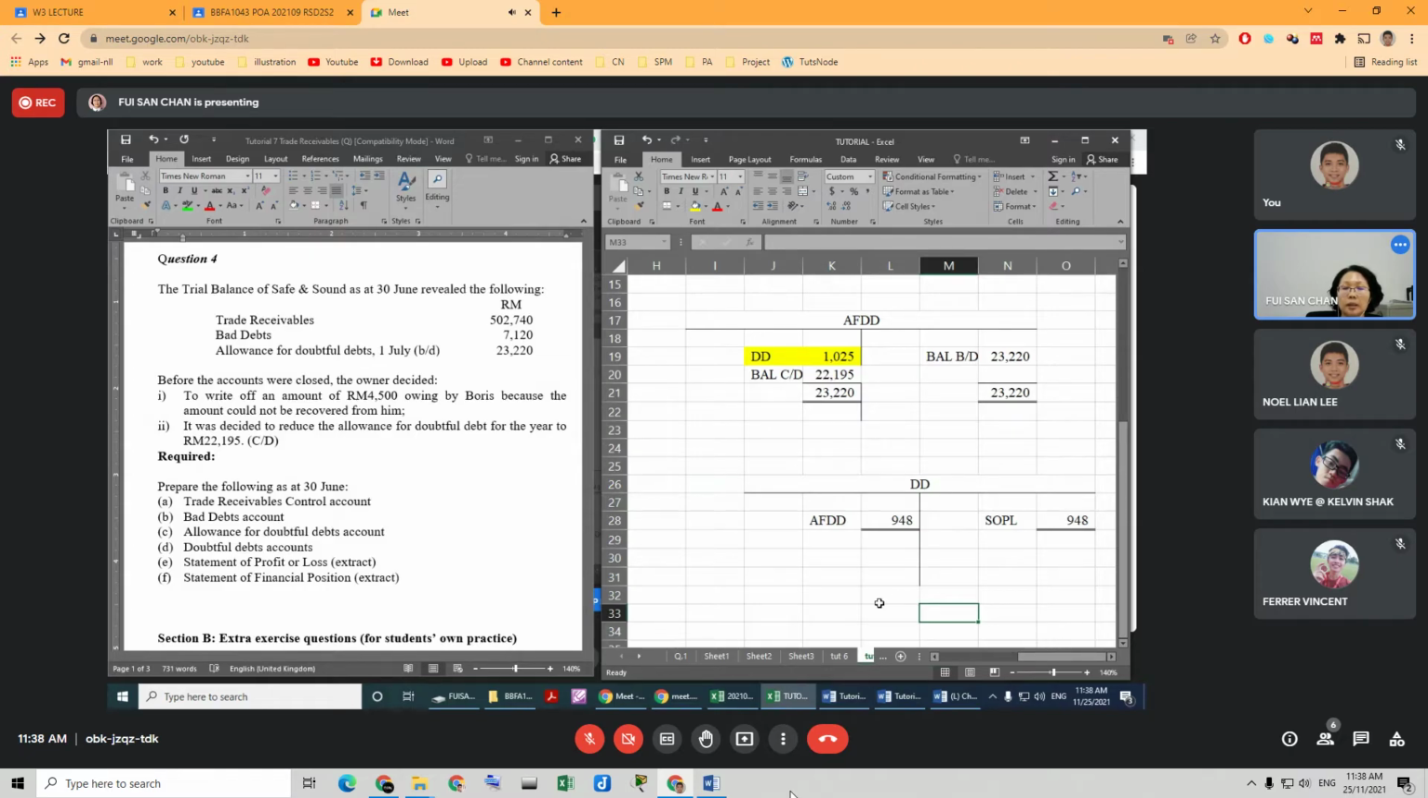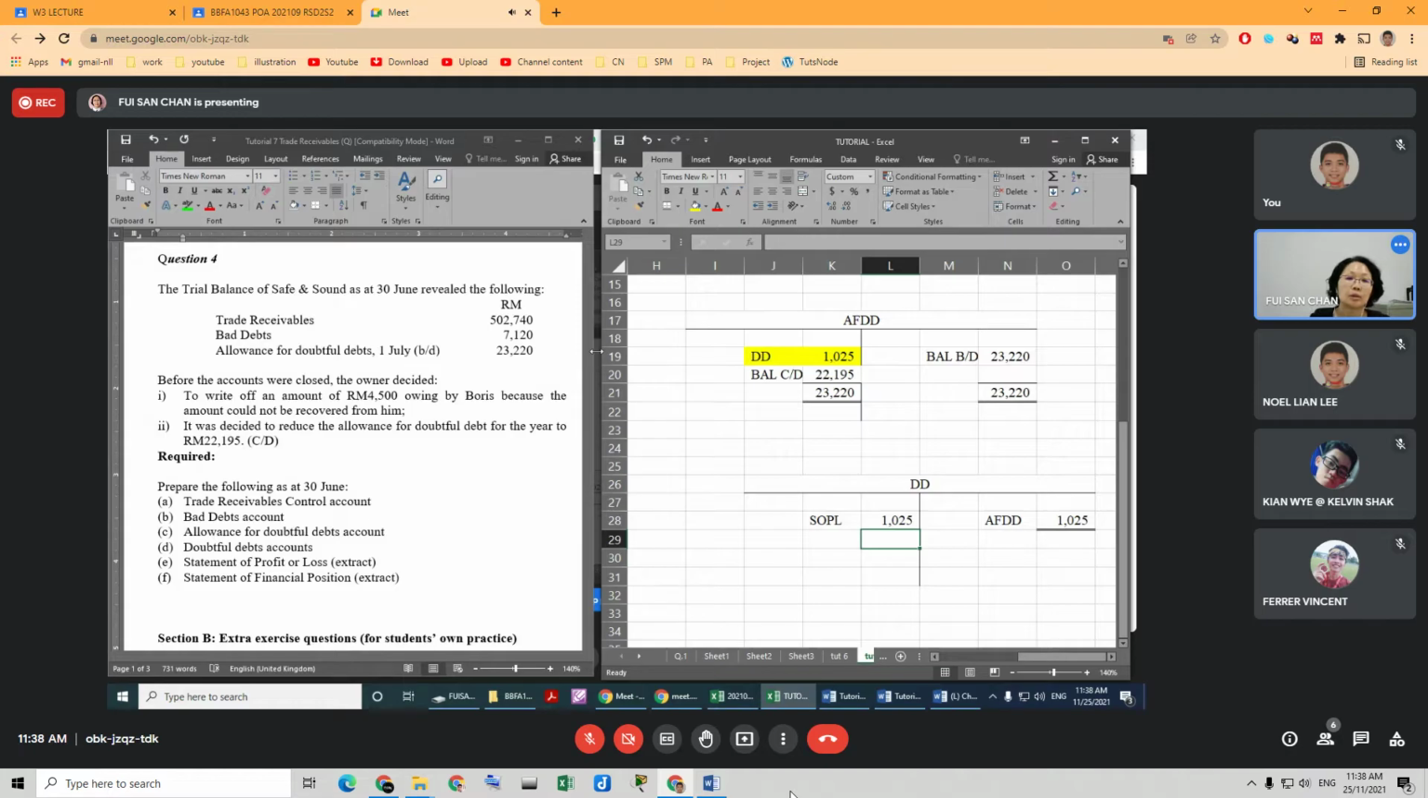Okay, never mind. So now we do the last T account, this one, doubtful debts. So you can see double entry. So here you put AFD, right? Okay, so it's 1025, and then here is SOPL, isn't it? Right? 1025. Okay. So in this case, this is an income because it's a decrease. Decrease is a good thing, meaning we are able to collect more. It's a good thing. So that's why it's an income.